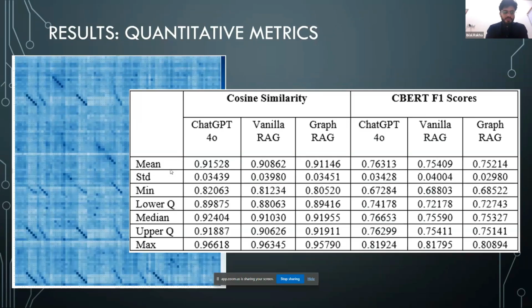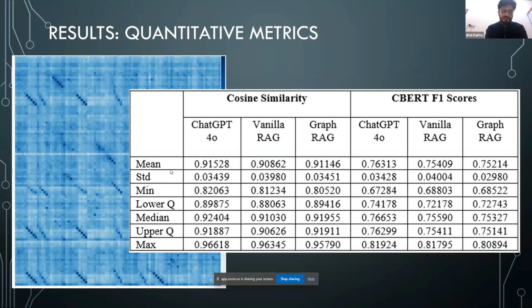So from this slide, we can see what the results look like. For quantitative metrics, we see the cosine similarity scores were high across the board for all large language model generated answers compared to the reference text. And this is kind of expected because it measures broad semantic similarity. So there weren't any statistically significant findings.